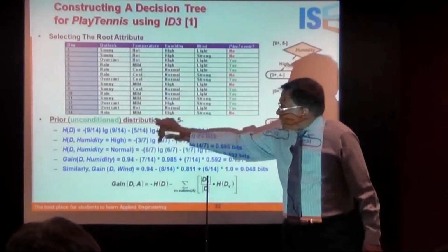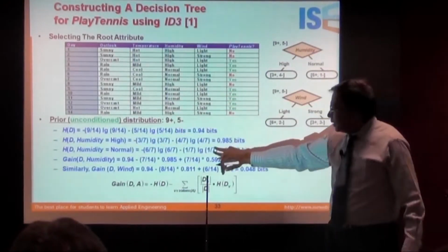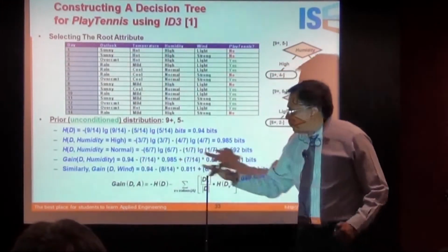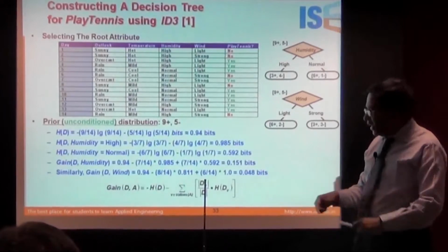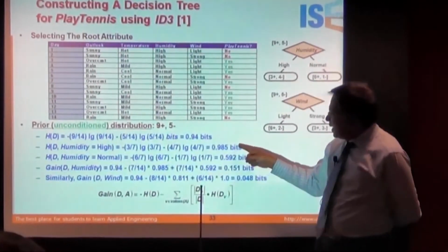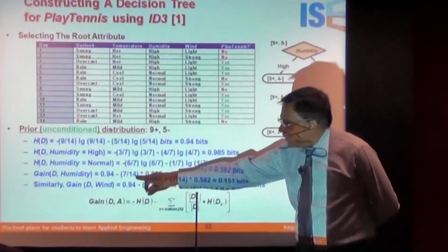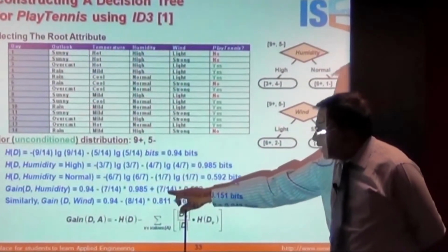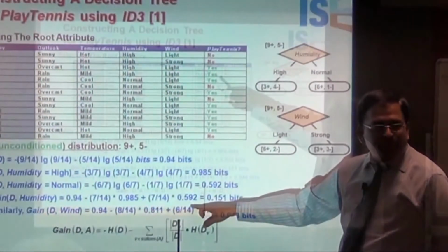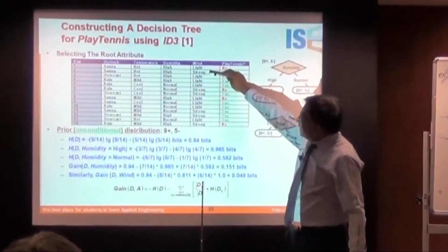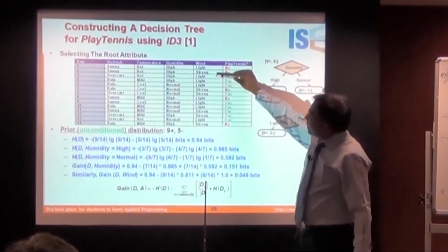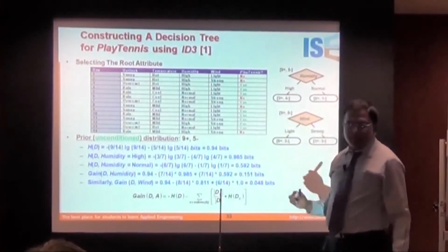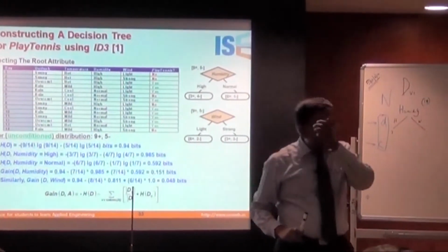When it is high and when it is normal, it is 7 each. So the weighted summation should be done: 0.985 multiplied by 7 by 14 and 0.592 multiplied by 7 by 14. When you take wind, light and strong are the 2 values. Light is 8 and strong is 6.